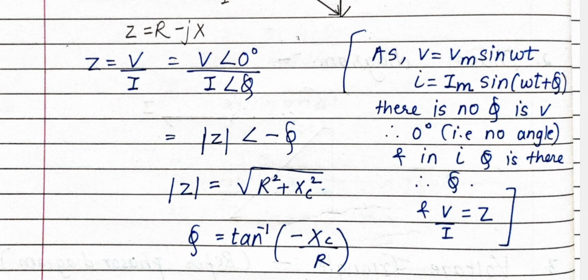Then you can see in I, that is the current equation, phi is present, that means phase change is there, so here you divide V by I, with the phase change phi, okay. You can write it like Z angle minus phi, okay.